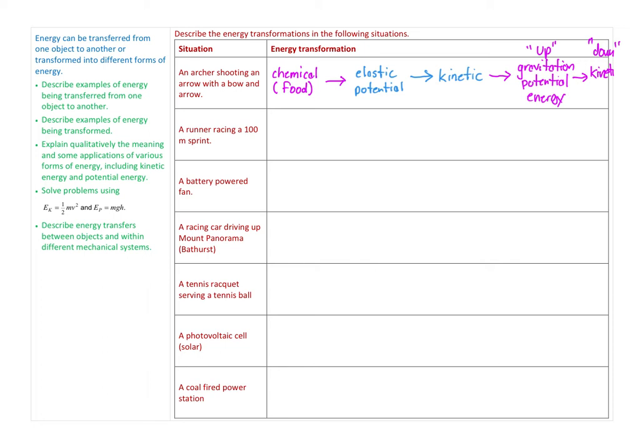A runner racing a 100-meter sprint. Let's think about this example. Probably we are going to start off, mostly, with the chemical potential energy in terms of the food, and that is going to get converted into the kinetic energy of the runner. That's probably a reasonable answer, but if you wanted to think about this really deeper, where did that chemical potential energy from the food come from?